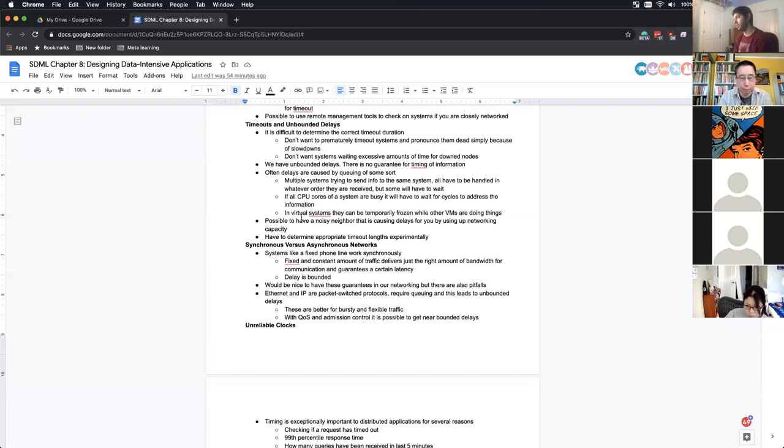And then they also pose the scenario of you might have some virtual machines that's just busy doing something else, and just in essence, it looks like it's frozen for a little bit.